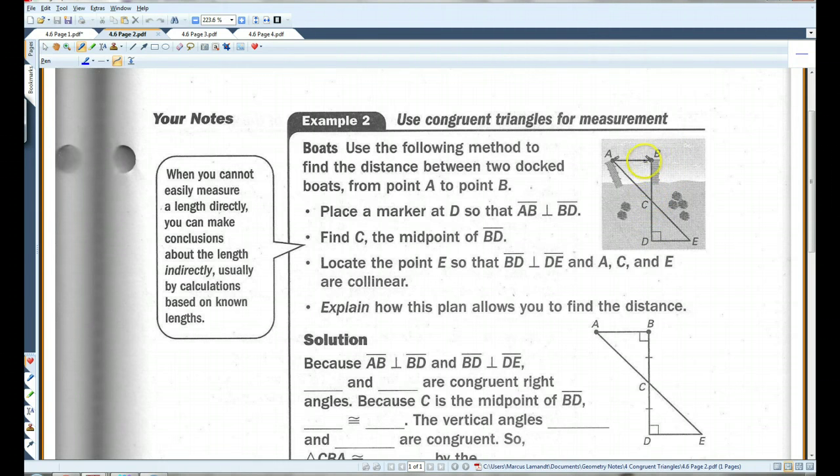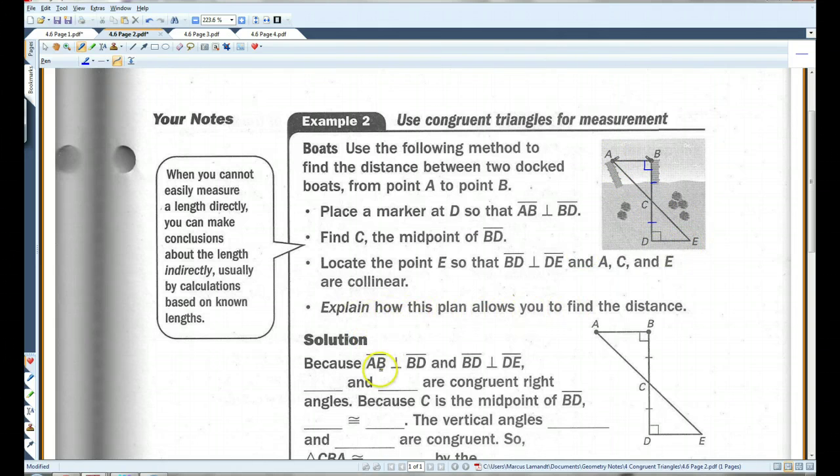Now, remember, because these are perpendicular, we know this is a right angle. Because C is the midpoint, you know that this is congruent to this. Locate E so that BD is perpendicular to ED, and A, C, and E are collinear. Okay, so they already marked this one. These are collinear, meaning they make a straight line. Explain how this plan allows you to find the distance.